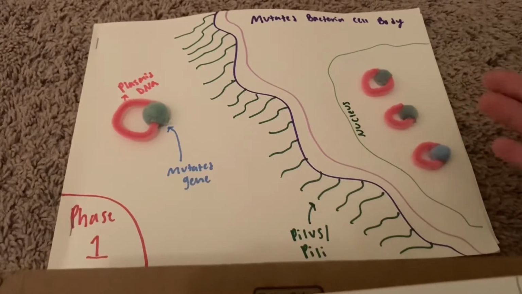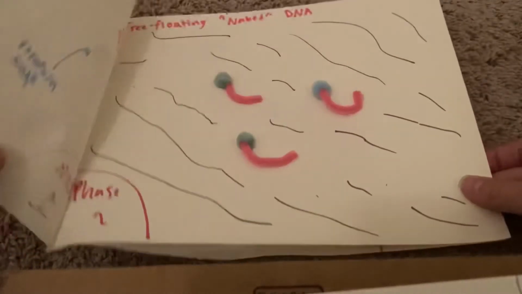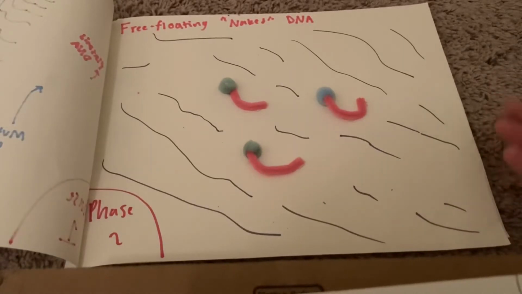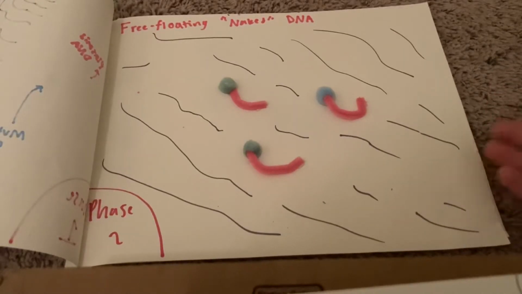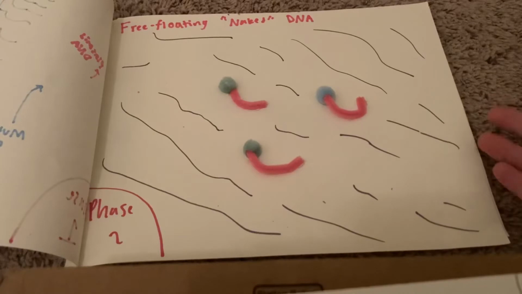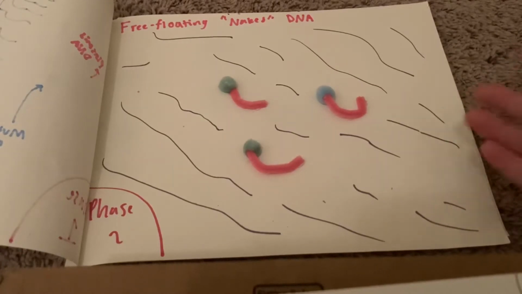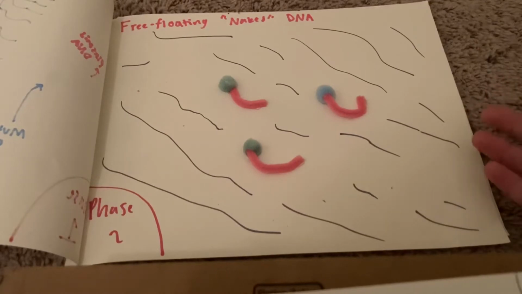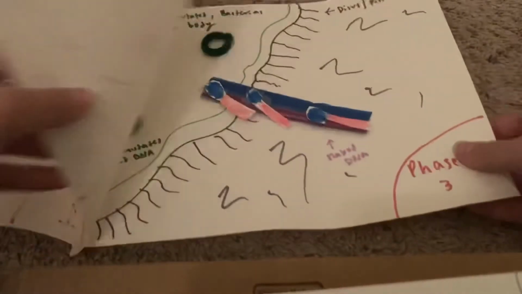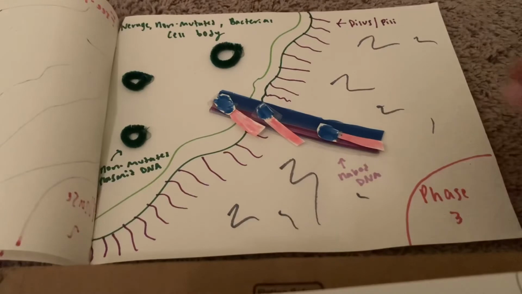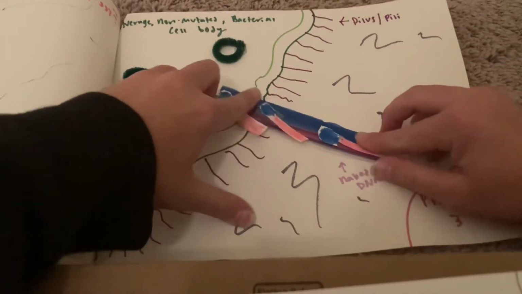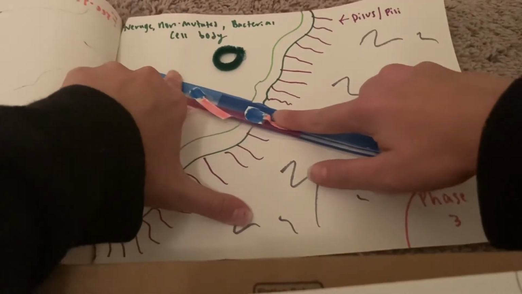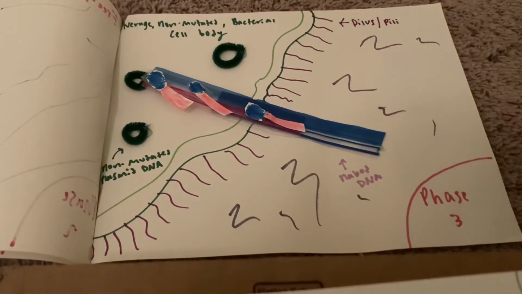But what happens when this cell dies or breaks apart? The DNA can still live on, so the DNA is released into the environment and free floats, bringing up the term naked DNA. It's called this because it's surrounded by nothing, it's just floating around. It's essentially naked. So other cells can come across this in the environment, and they can infuse the DNA into their own genetics, and now they contain the mutated gene.